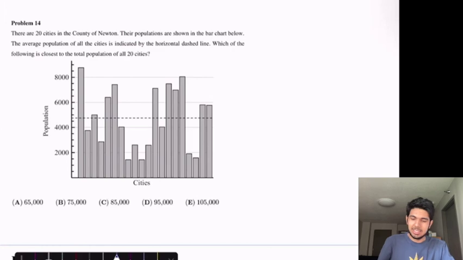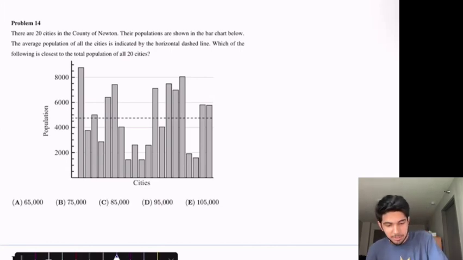There are 20 cities in the county of Newton. Their populations are shown in the bar chart below. The average population of all the cities is indicated by the horizontal dashed line. Which of the following is closest to the total population of all the 20 cities? Okay, so we're looking for the total population.